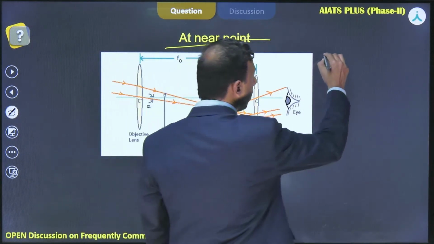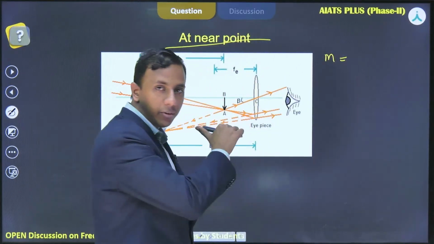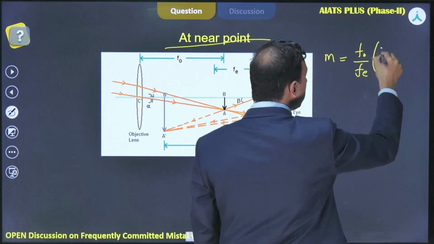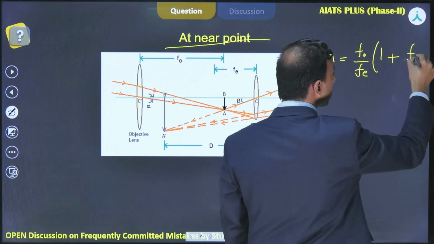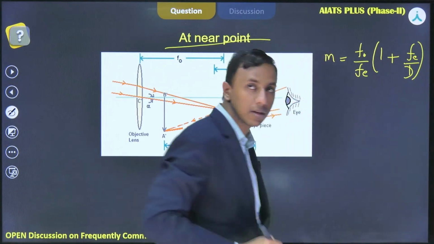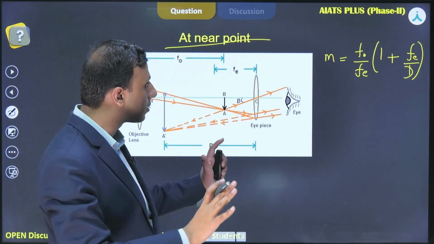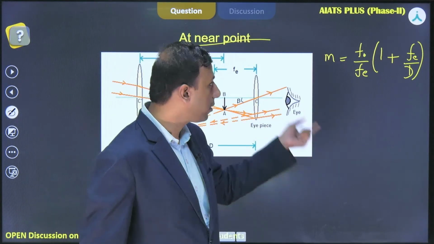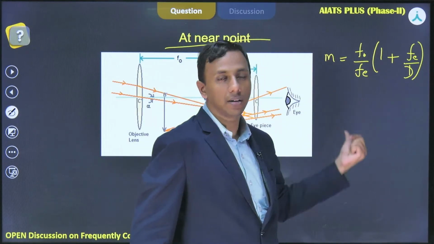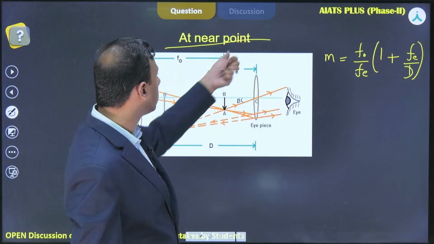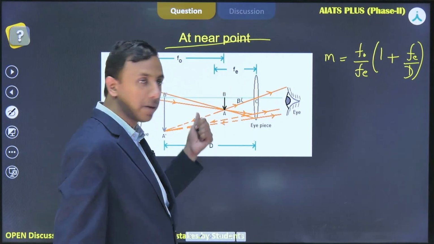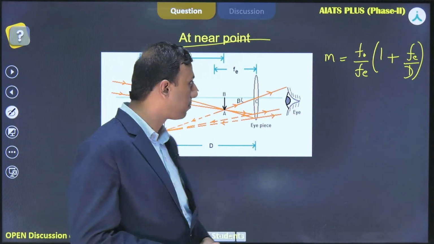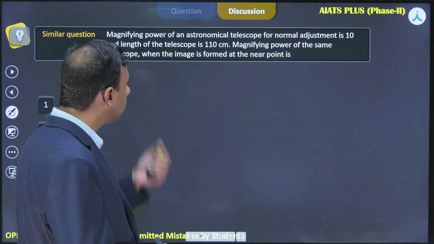And here you have the magnification formula. Over there it was F naught by Fe. Here it would be F naught by Fe into 1 plus Fe by D. That's it. So if you compare, which one has more magnification? In this case only, right? Because over there it was F naught by Fe, and here some additional term is also there. So in this diagram, when the image is formed at near point, the magnification of the astronomical telescope will be more.